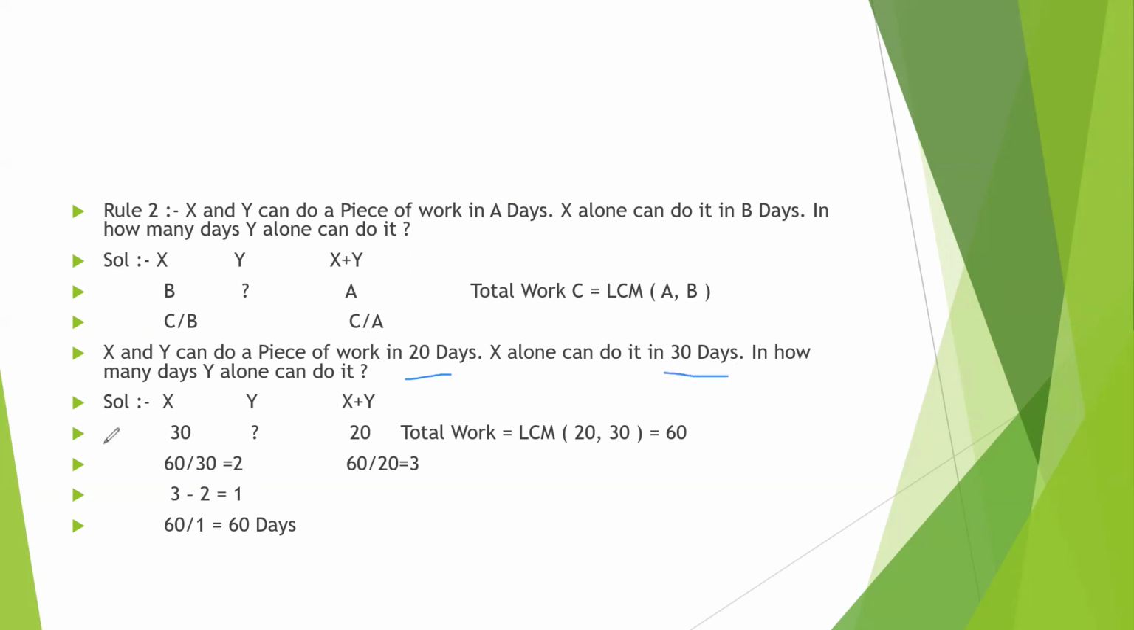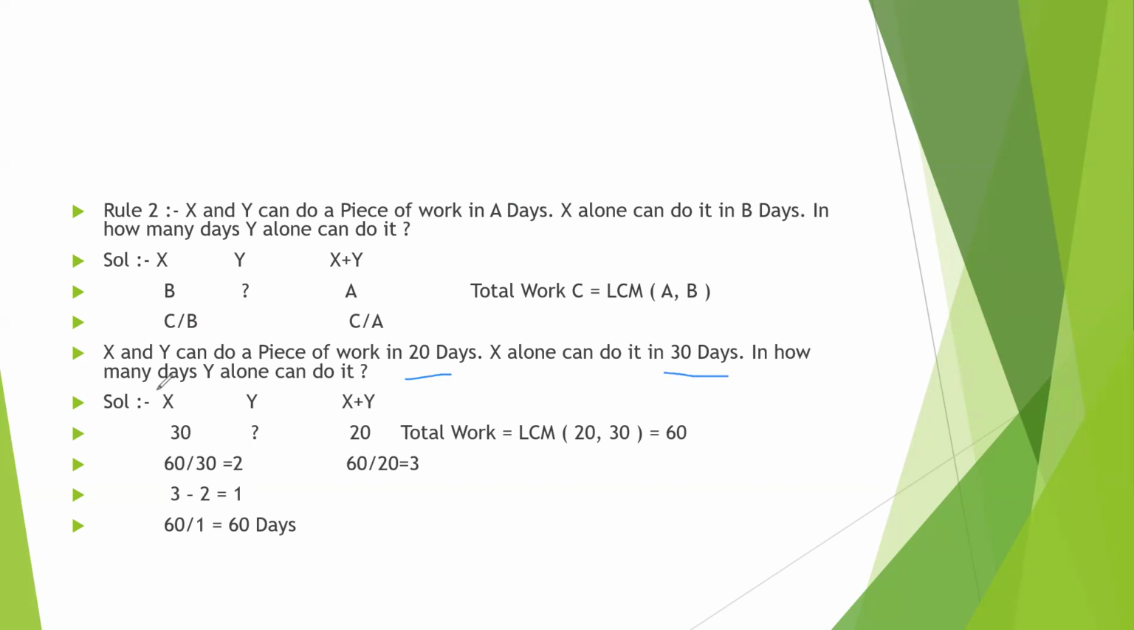Then in how many days can Y alone do it? First, take the LCM of 20 and 30. The LCM of 20 and 30 is 60. Therefore, the total work is 60. Now, we can find X days and Y days. X plus Y combined take 20 days.